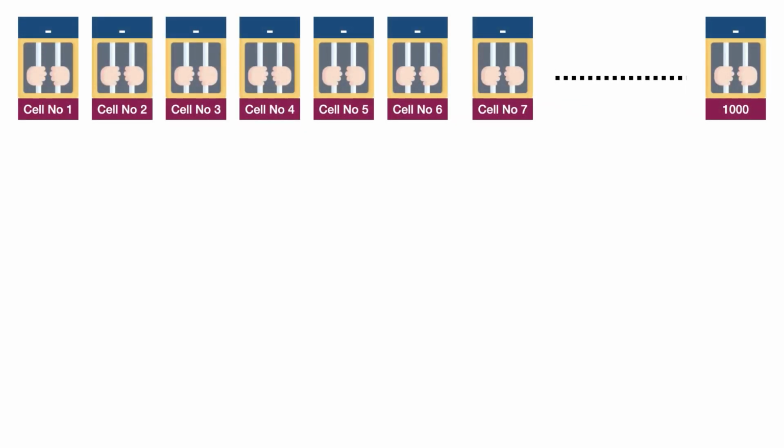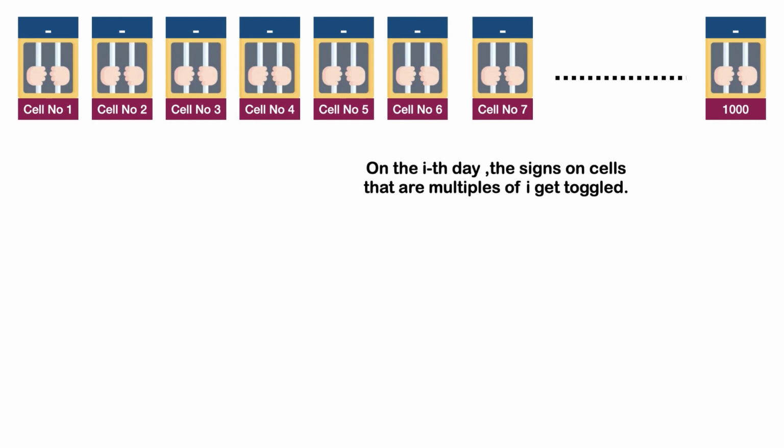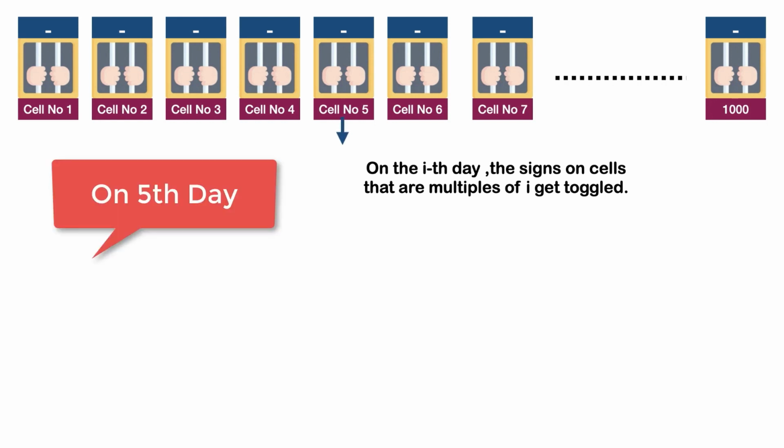Let me explain the solution now. It is given that in the puzzle, there was a prison consisting of 1000 cells numbered from 1 to 1000. Each cell can be marked with a plus or minus sign. Initially, all cells were marked with a minus sign. From days 1 to 1000, the jailer toggles the marks on the cells from plus to minus or vice versa. It is also given that the jailer will toggle the cell on a certain condition: if the day number is a multiple of the cell number, then the cell is toggled. For example, on the 5th day, cell numbers 5, 10, 15 and so on are toggled.